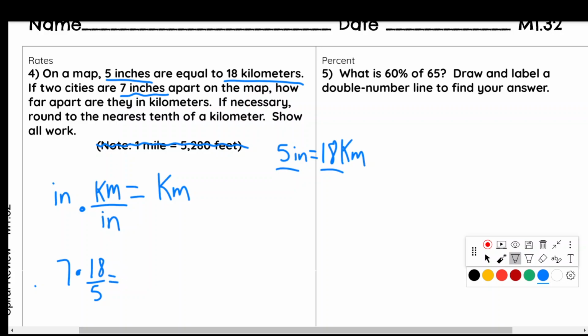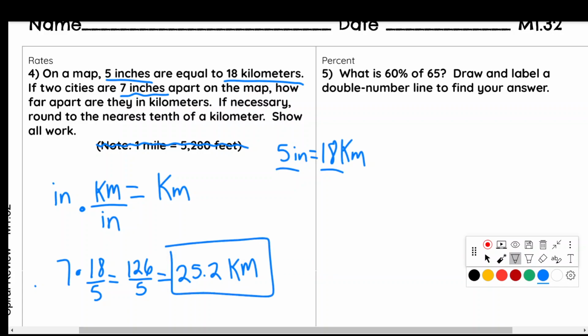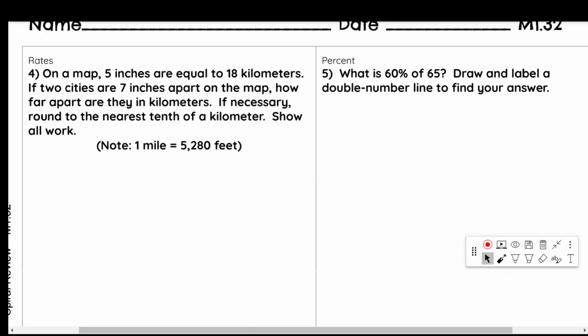And if I do the multiplication and division, I will see how many kilometers that is in real life. 7 times 18 is 126 divided by 5, which is 25 2/10 kilometers. So if they're 7 inches apart on the map, they are 25 2/10 kilometers apart. All right, one question to go here.